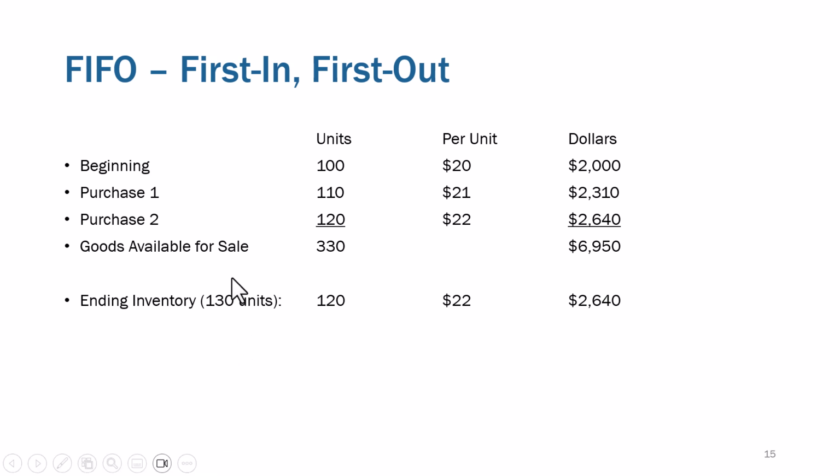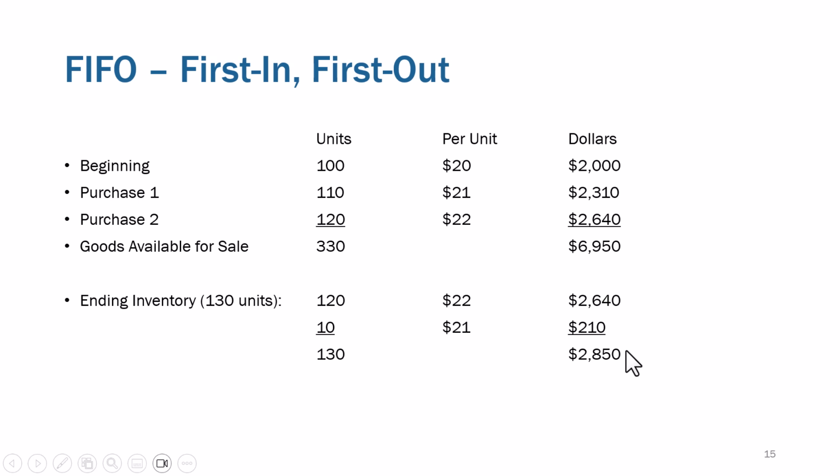So we're trying to figure out, of these 130 units, what, for accounting purposes, we're going to say that they cost. So first in, first out, we're going to estimate that we sold the beginning stuff, which means that this last stuff is still in ending inventory. We have 130 units in ending inventory. Must be these 120 at $22 apiece, and then it must be 10 units from purchase number 1 at $21 apiece. So that's how we get to 130 units of ending inventory. And when we multiply it across and add it up, we're going to say that it cost us $2,850.